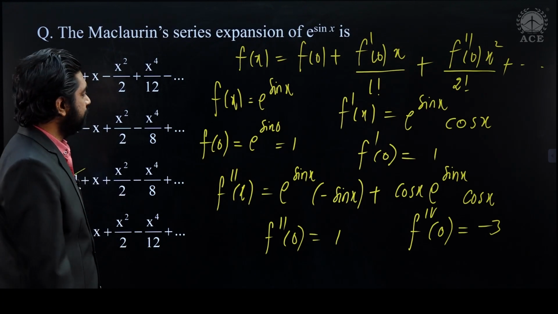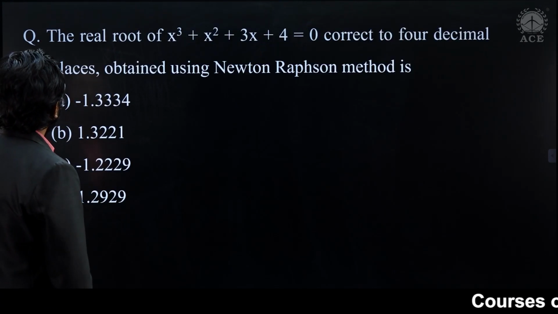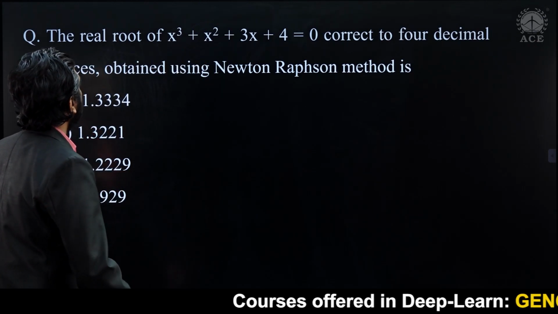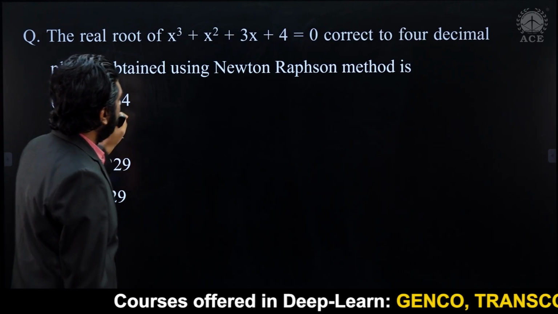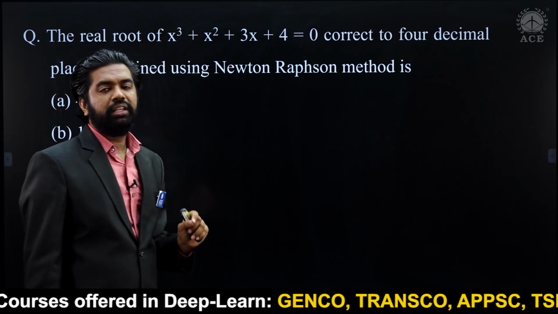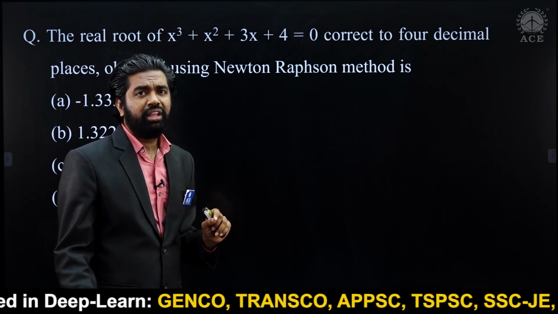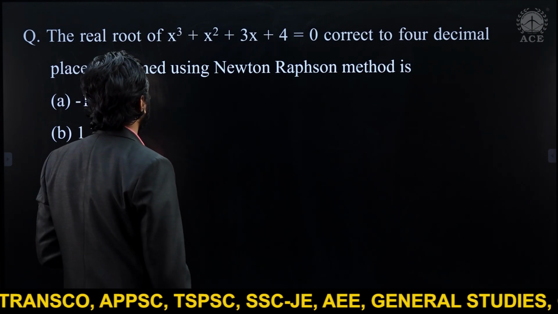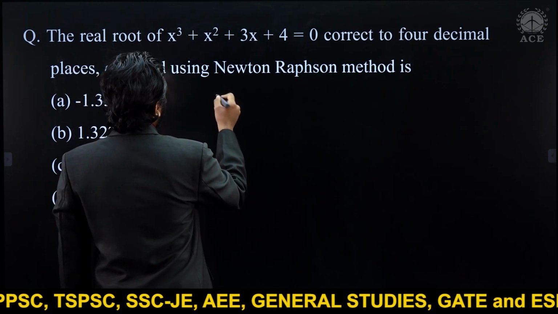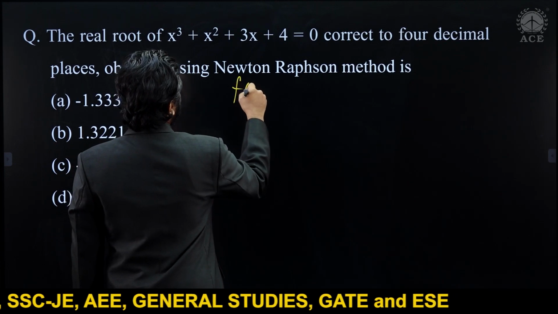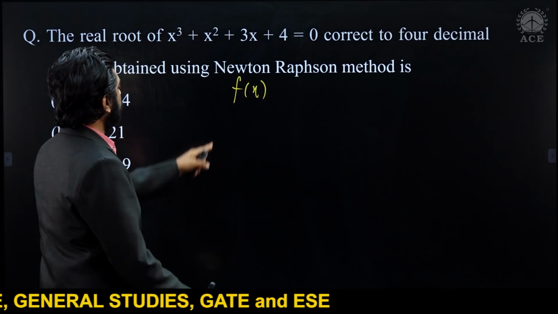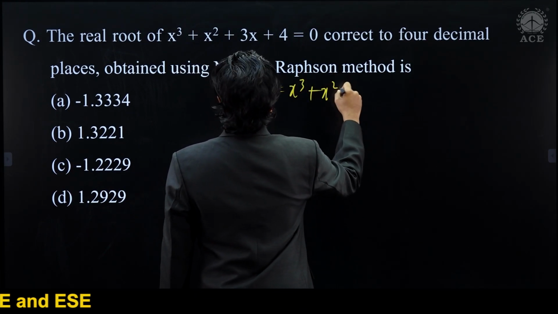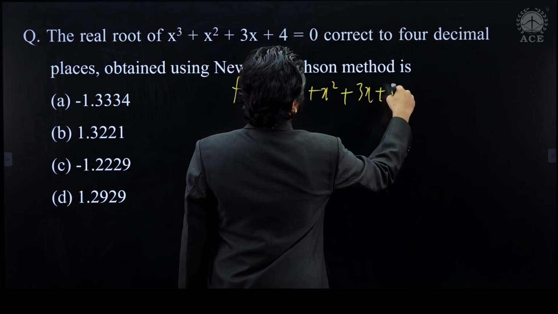Let's go to the next question. So he says the real root of this cubic polynomial, correct to 4 decimal places, obtained using the Newton-Raphson method is. I hope you're all aware of the Newton-Raphson iterative formula. So what is it? Let's say you have a function called f of x. Let's assume this f of x to be x cube plus x square plus 3x plus 4.